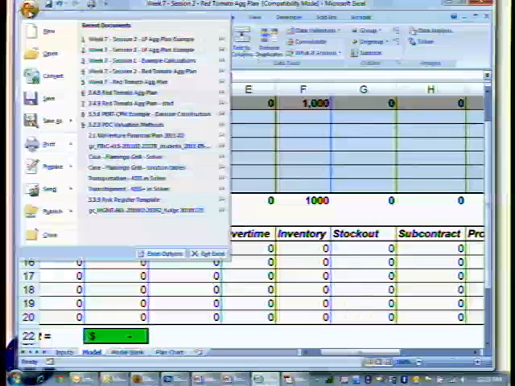Also in your options, make sure, okay, I can't do this. I hate it when that happens. Make sure you assume linear. Check the box for assume linear, and check the box for non-negative. Okay, and that concludes that.